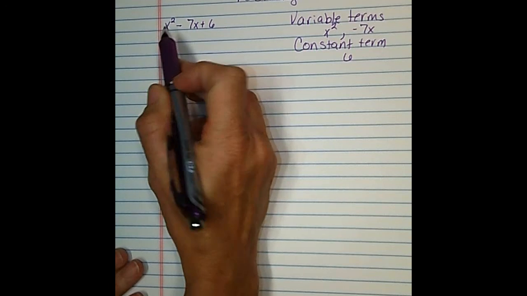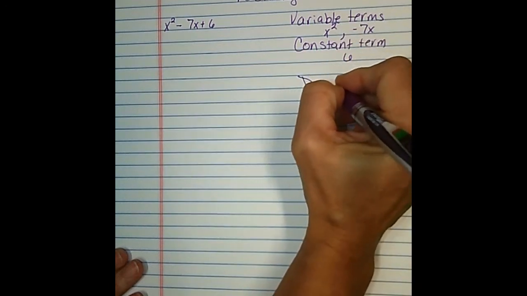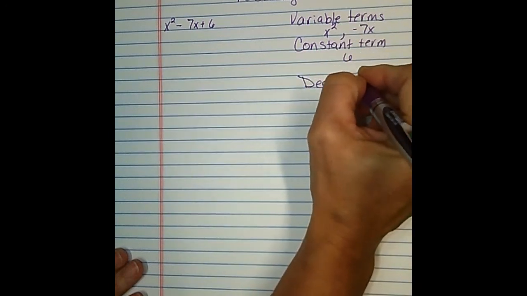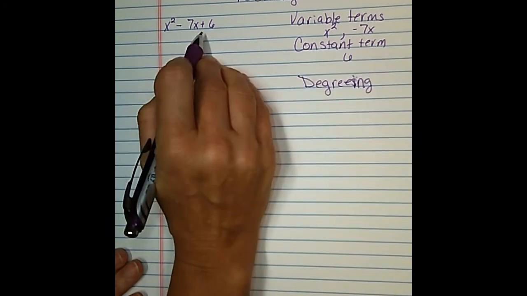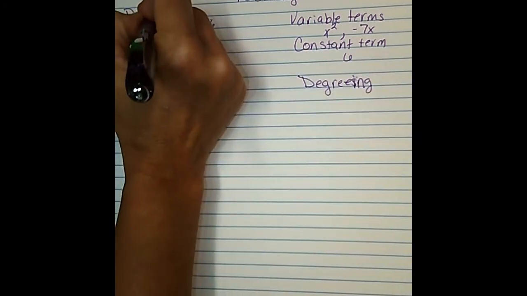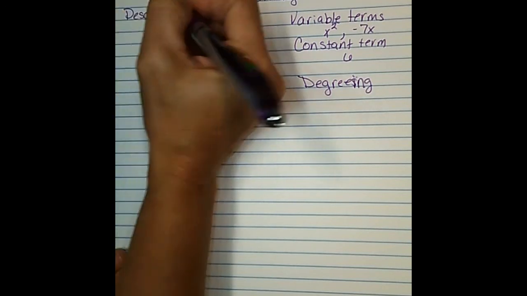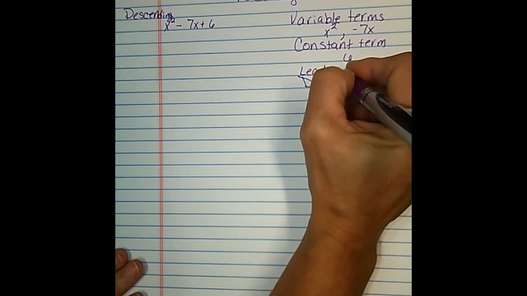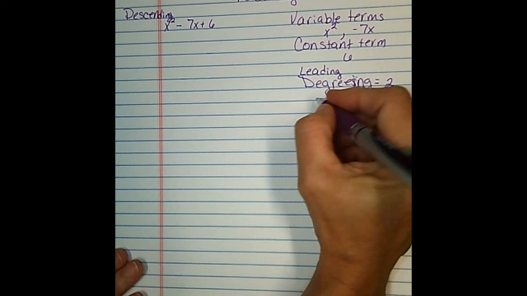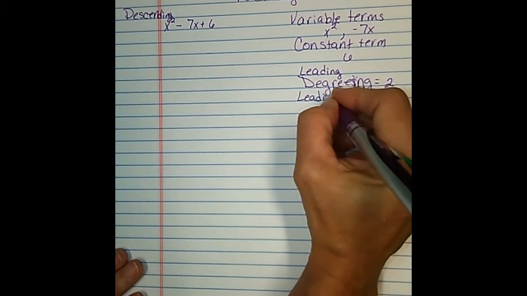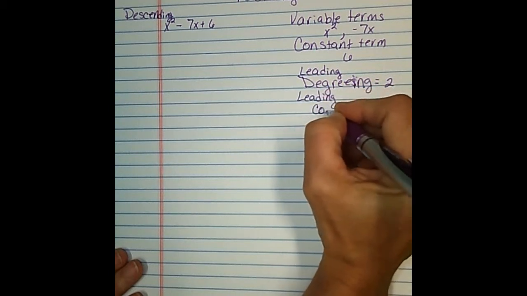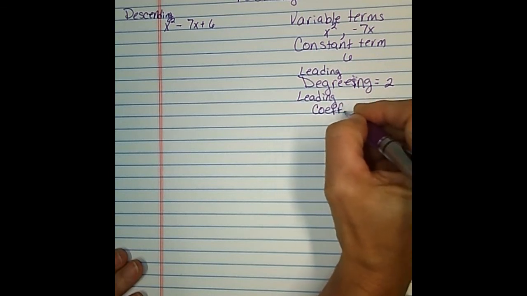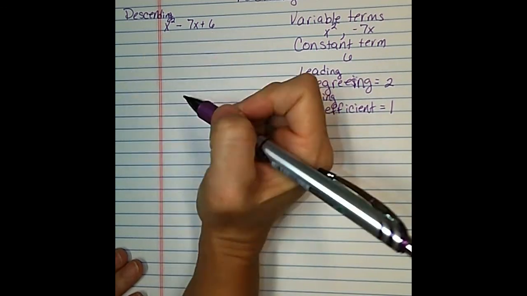variable of the leading degree. So let's talk about that. Leading degree. If this is written in descending order, I can determine what's my leading degree, and the leading degree is 2, because it's the power of 2. My leading coefficient is 1 in this case here.